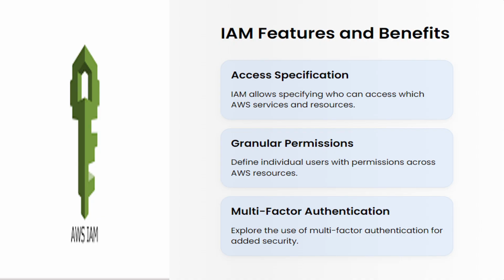And here are the IAM features and benefits. IAM offers several features and benefits, including centralized control over access to AWS resources, fine-grained permissions management, support for multi-factor authentication for added security, integration with other AWS services, and identity federation for integrating with existing corporate directories.